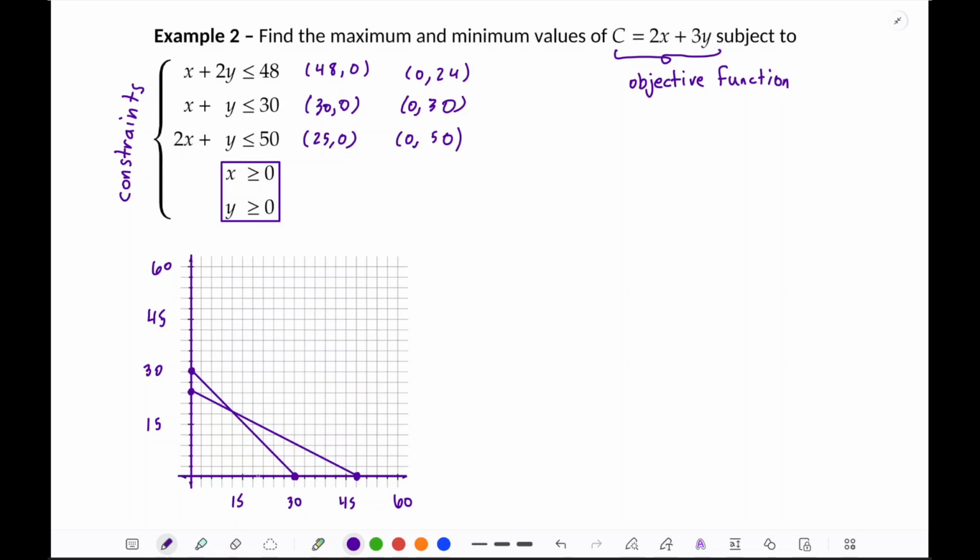And then 25, 0. So 15, 18, 21, 24, which is just a little bit past 24. And 0, 45, 48, 51. So a little under 51. So again, we have 1, 2, 3, 4, 5, 6, 7 regions to check.